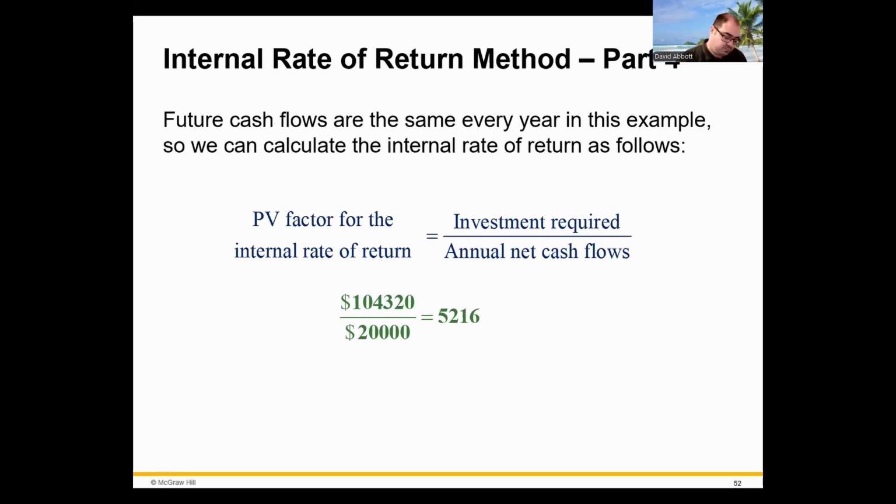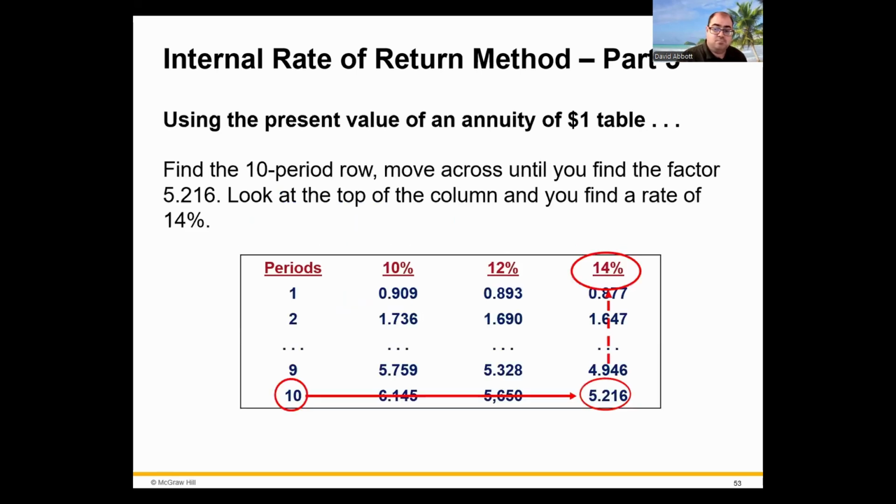So since the cash flows are going to be the same for each year, the equation shown can be used to calculate the appropriate present value factor, which should say 5.216. And we see here how we get that. So using the present value of an annuity of a dollar table, we find out that the internal rate of return equals 14%.